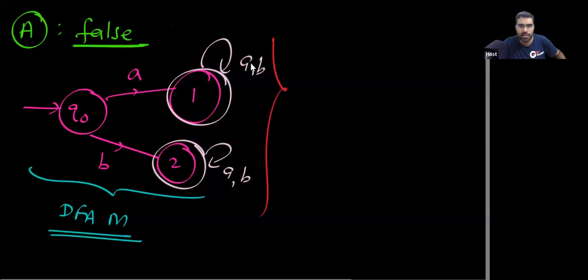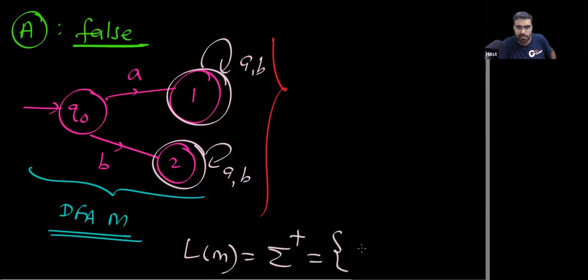Now, what is L(M) here? That is sigma plus: all the strings other than the empty string. You have all the strings which are not the empty string. So that is your sigma plus.